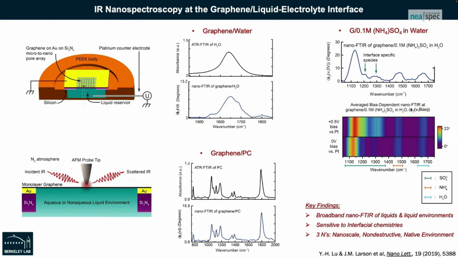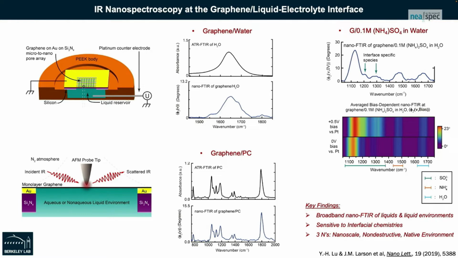So if some of you have read introductory electrochemistry textbooks, when there's a salt in the solution, the interfacial region will have a double layer and a diffuse layer. And those interfacial regions will also be sensitive to bias that's applied.